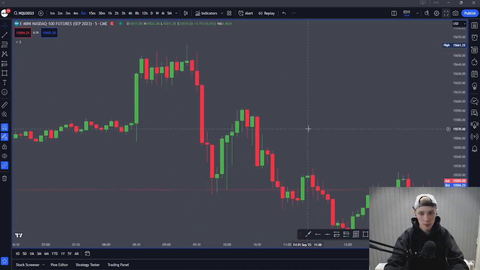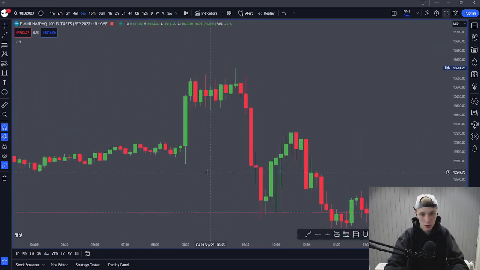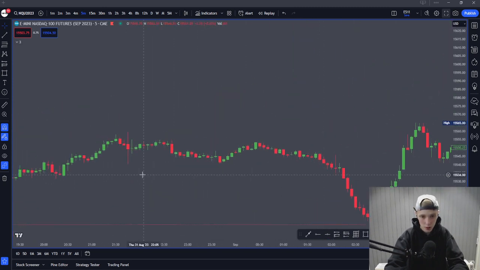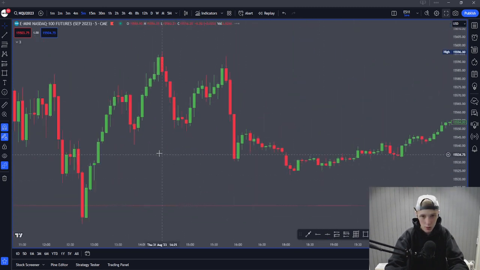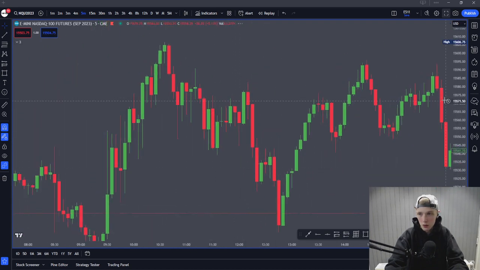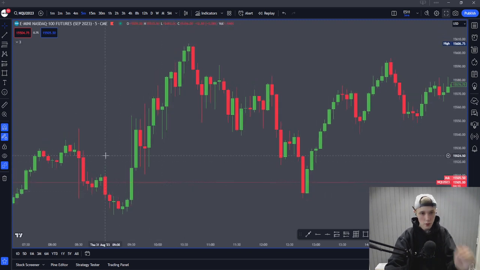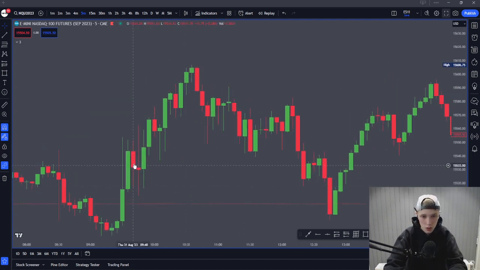So, order blocks. I'm trying to find a good example of it. We'll use Tuesday, I guess, right here. Right, we have, does this order block get violated? It barely does. Here, let's just use this one, right?